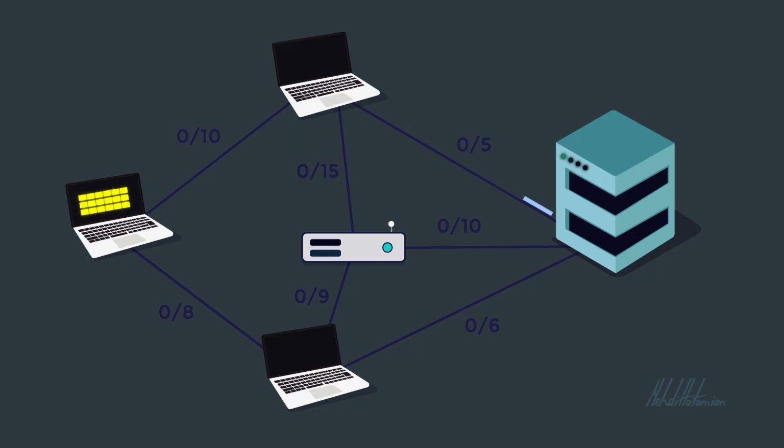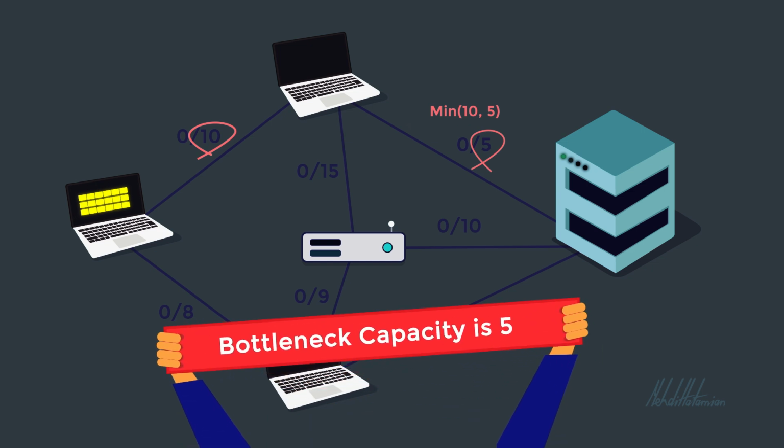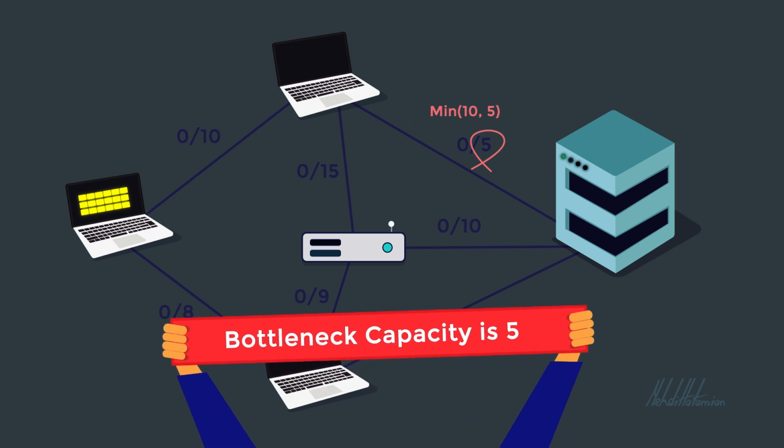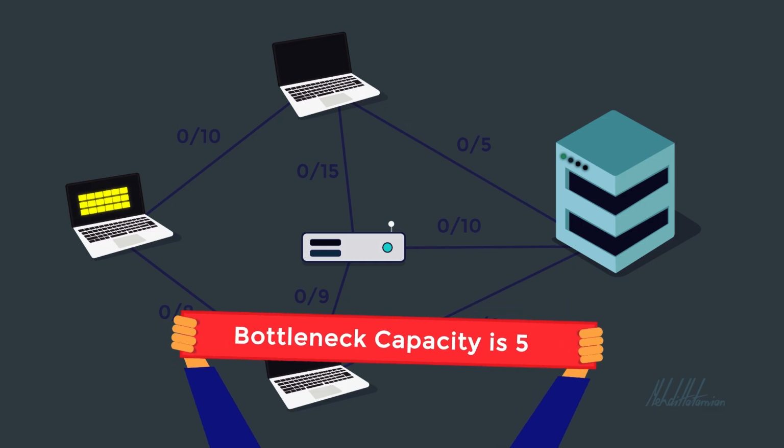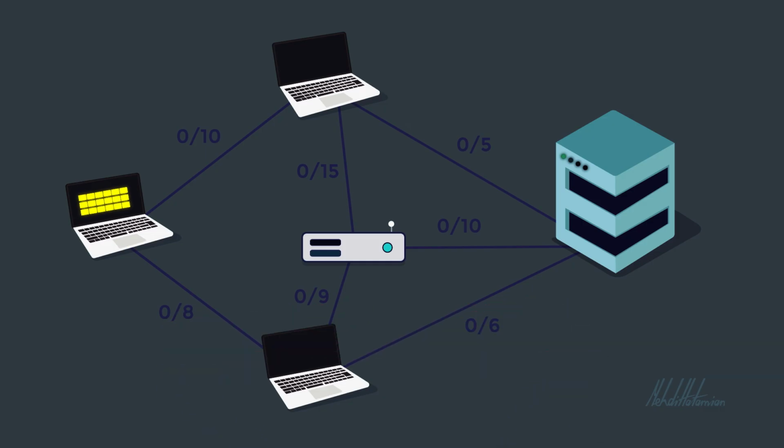Suppose we select this augmenting path. Along this path, the first connection has a capacity of 10, while the next connection has a capacity of 5. Although one part of the path can carry 10 units of flow, the whole path is limited by its smallest capacity. This smallest capacity is called the bottleneck capacity, so in this case, the bottleneck is 5. That means we are only allowed to send 5 units of flow through this augmenting path.